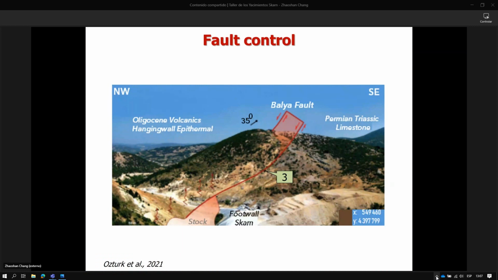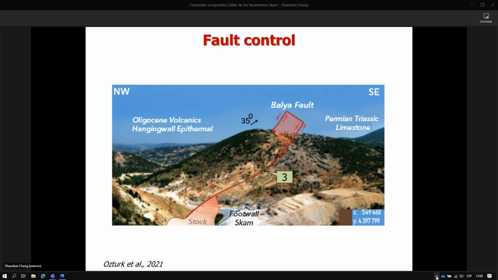And this is Baya in Turkey. On top, that's volcanic rocks, and then below there's limestone. So they skarn along this fault plane, and below that there's diopside skarns, and then on top of that, intermediate sulfidation epithermal veins. The vein by itself is too narrow, it doesn't make a deposit by itself.